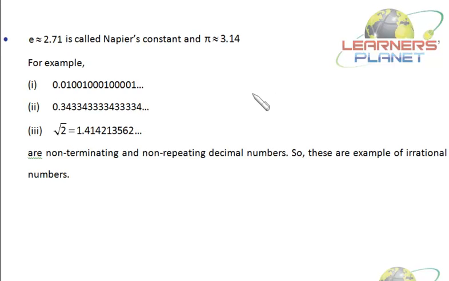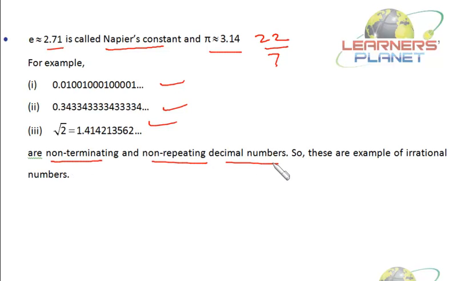Friends, the approximate value of E is 2.71 and it is known as Napier's constant, and the approximate value of pi is 3.14, or we have already discussed that it is 22 by 7, but that is only an approximate value of pi; pi is actually an irrational number. We can see more examples here. All these numbers are non-terminating and non-repeating decimal numbers, so all of these are examples of irrational numbers.